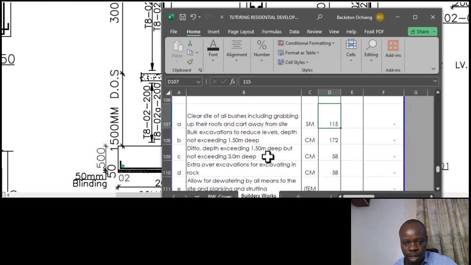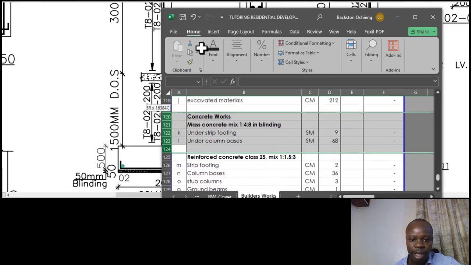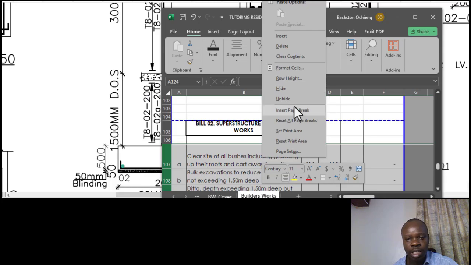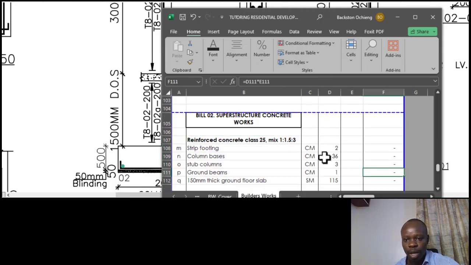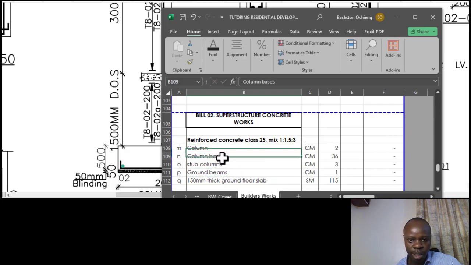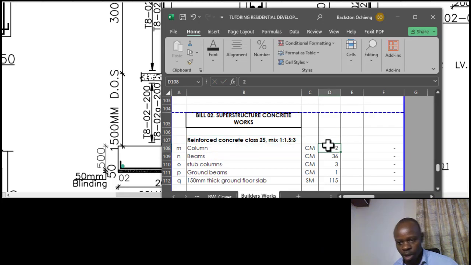alright, so this is about the concrete works. And what I need, the very first thing I need is this part for the concrete works. So I can decide to delete the rest of the items above it. Okay, whenever you delete, then you are always at will to introduce new items. So reinforced concrete class makes of that, and then the first one that we'll start with are the columns. So we'll do the columns of the substructure works, and then we do beams and so on. Alright, so that's remaining that way.